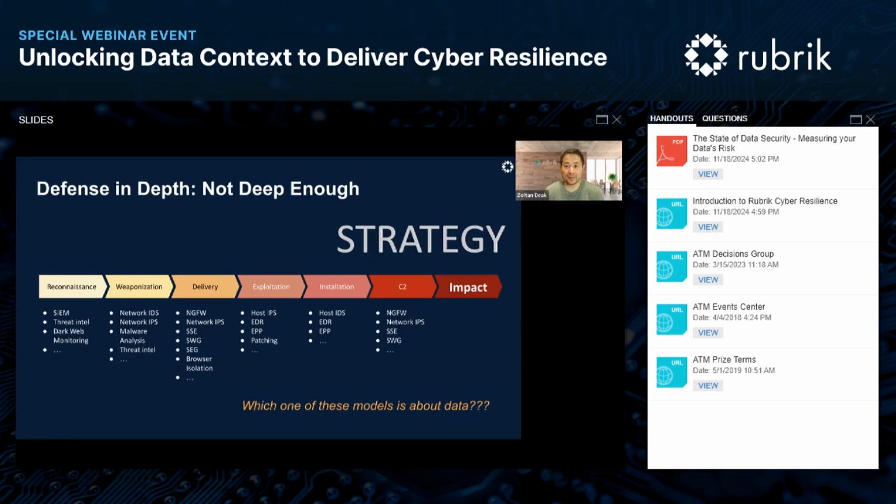And when you look at the last stage, impact or action on objective, literally where the bad guys land, lay hands on your data, encrypt it, steal it, destroy it, whatever the case might be, there's virtually nothing in terms of capabilities you can use to prevent or disrupt that last stage. Where's your signal when someone is threatening your sensitive data?